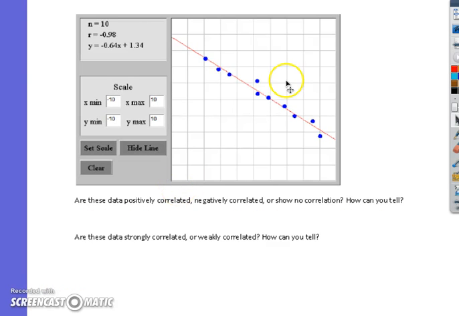All right, so this last one I'd like you to do on your own. I just like to point out that I've got some dots here, and then this red line is what I'm talking about. It says, are these data positively correlated, negatively correlated, or show no correlation? How can you tell? Are they strong or weakly correlated, and how can you tell? And then the other thing I'd like to point out, there's 10 dots. The R value is negative 0.98. All right, please do these two on your own.